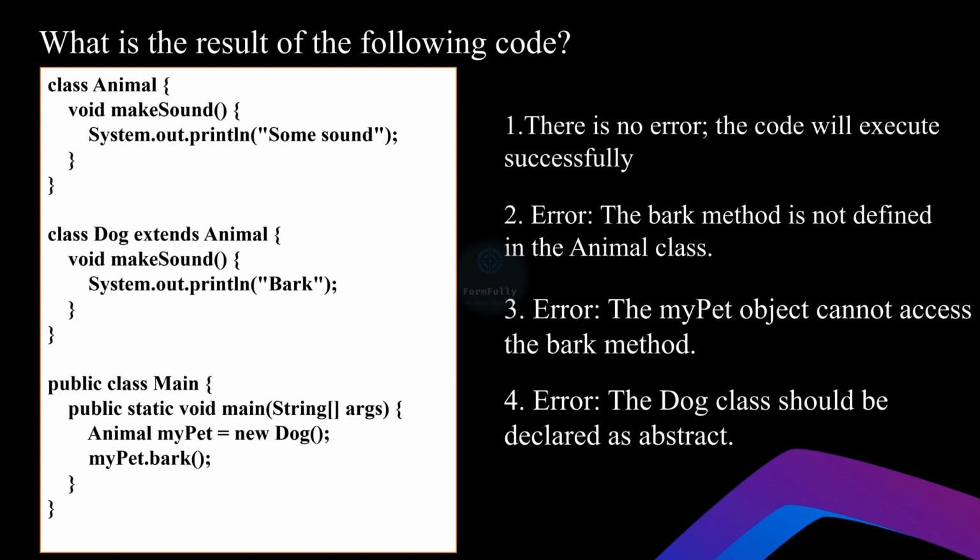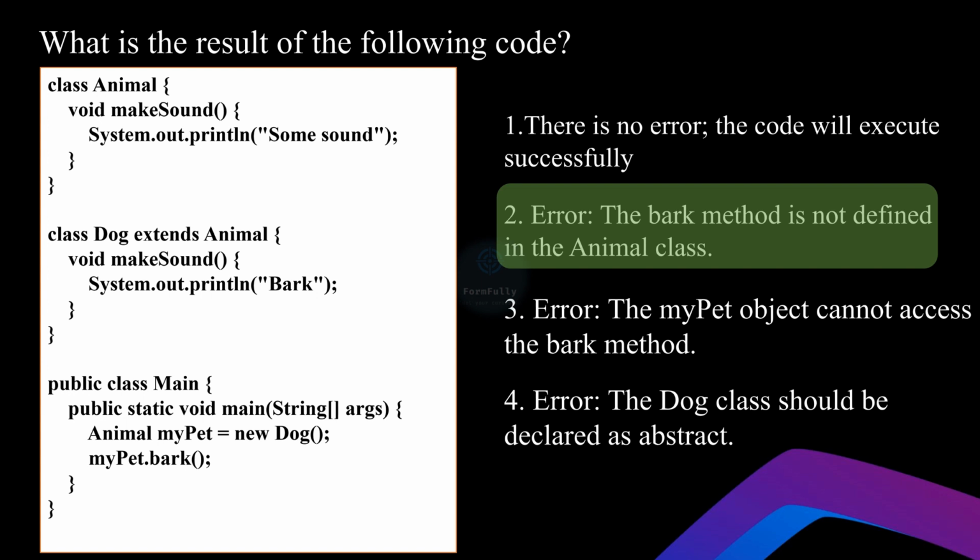I hope you find the correct answer, and the correct option is error, the bark method is not defined in the animal class. Because in this code we have a class hierarchy with animal as the superclass and dog as the subclass. Both classes have the method makeSound. The dog class overrides this method. Then in the main method you create object myPet of type animal but initialize it with a dog object. However, when you try to call the bark method on myPet, it results in a compilation error.